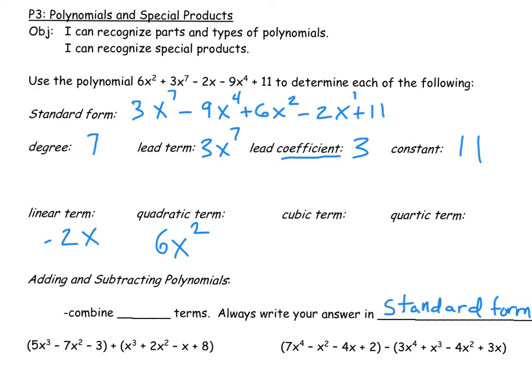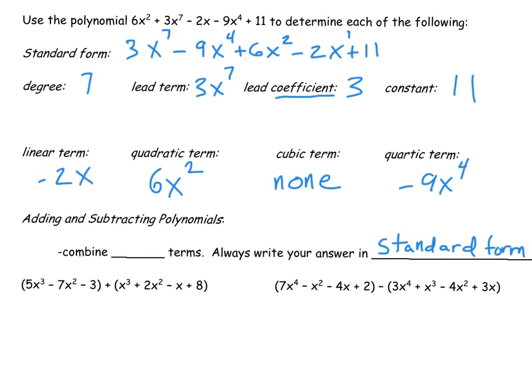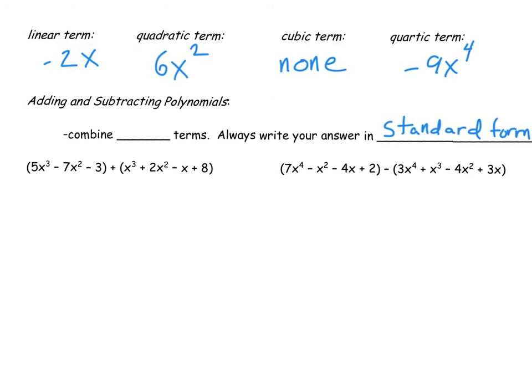Cubic, that's the term with the third power. Doesn't have one, so we'll say none. Quartic is 4th degree, okay? 4th degree, so that would be negative 9x to the 4th. So there's a little vocab with all kind of the different parts of that polynomial, okay? We'll head down to the bottom here.